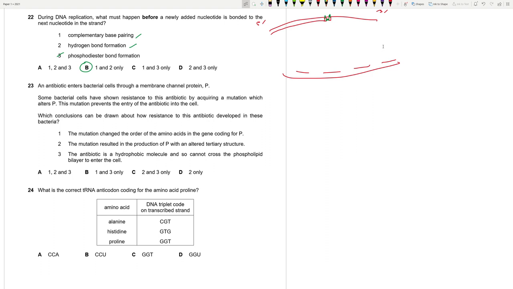Okay, 3 is for sure wrong because hydrophobic molecules can pass straight through. So 3 is wrong. We're going to ignore 3, and according to that I can get to 2 only. So the mutation did result in a change in the tertiary structure. Now, the mutation changed the order of amino acids in the gene coding for P.